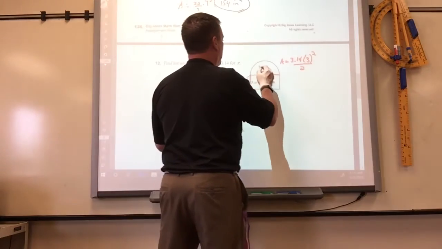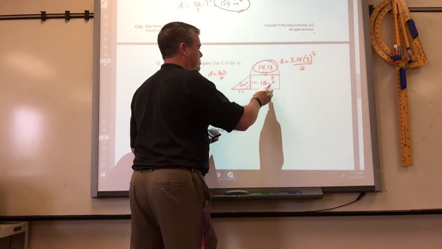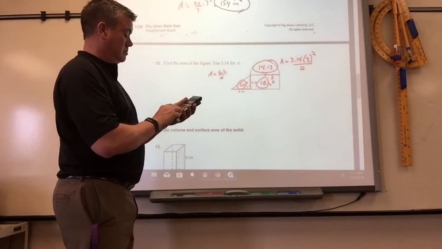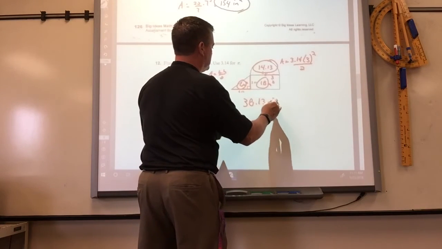And it's 14.13. So, add them all up to find the total area. And it's 38.13 meters squared.